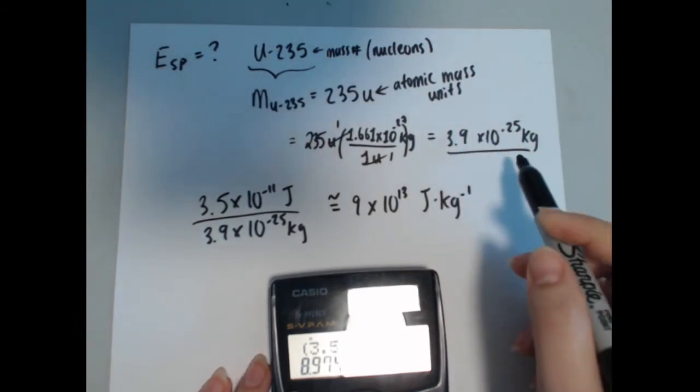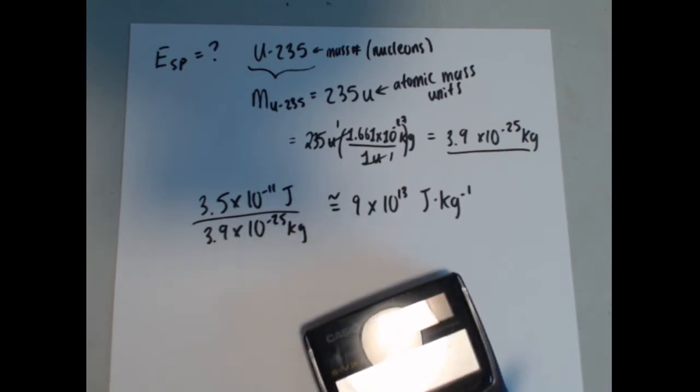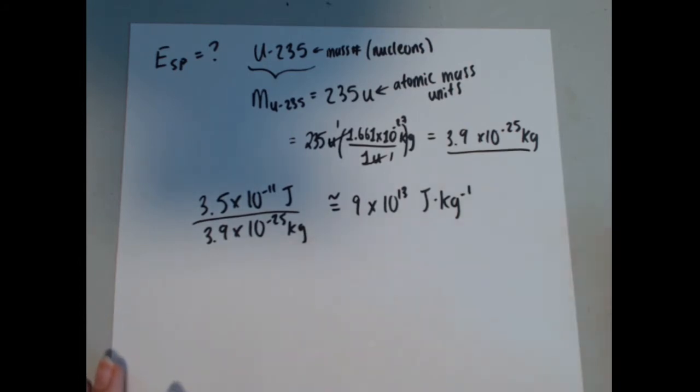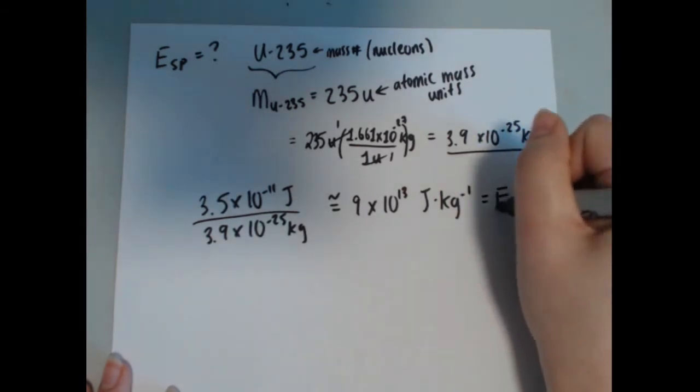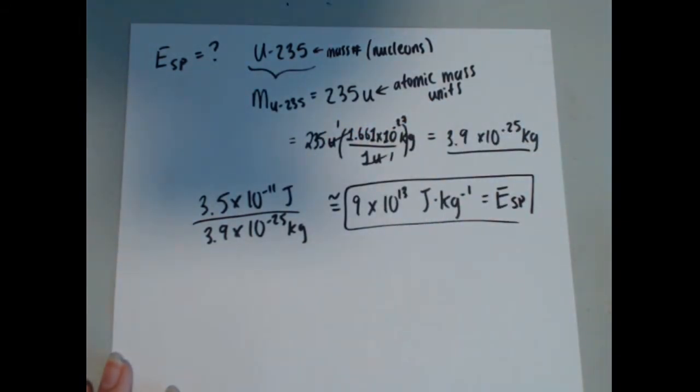So every kilogram of uranium-235 has that many joules. That's a lot of energy. That's a lot. Okay, so later we're going to compare that to coal. We're going to compare it to wind, solar. This is a lot of energy. Okay, so this is the specific energy for one atom of uranium-235. Okay, so that's part A.